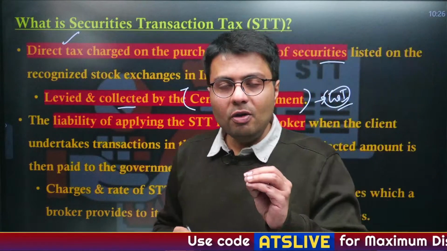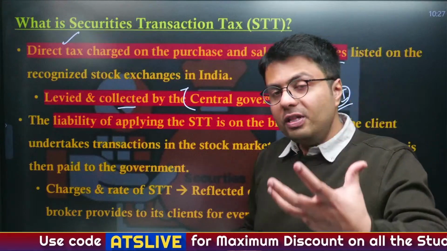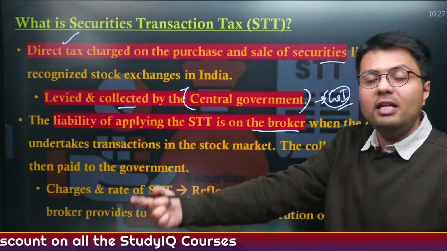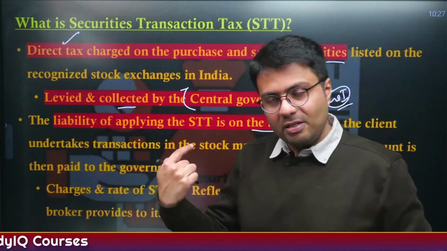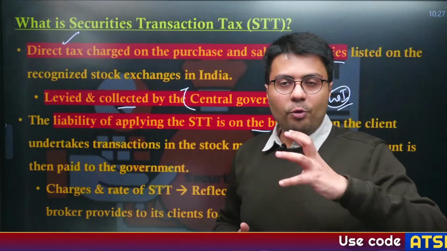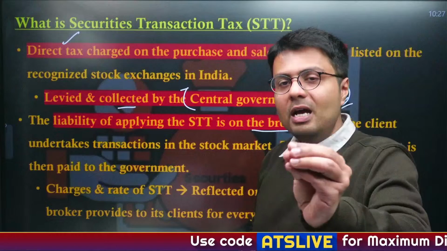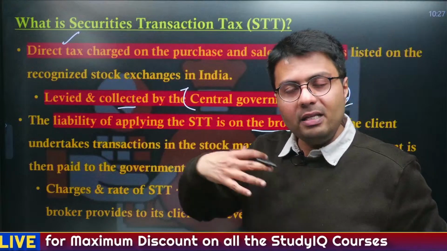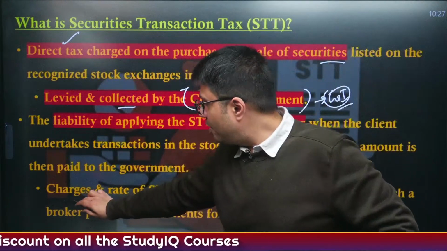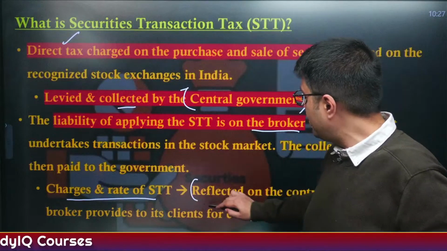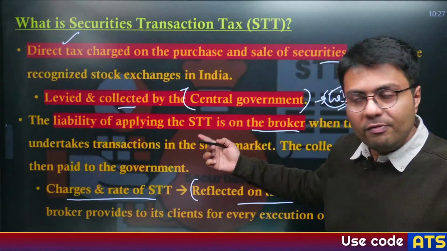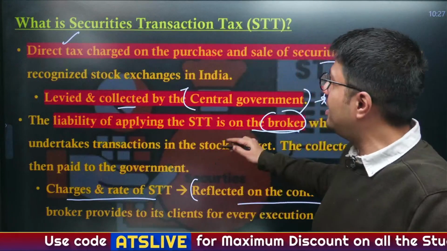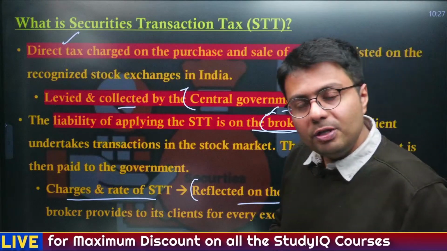Now the liability of paying this tax is not borne by investors like you and me. Rather, it is the broker through which we are investing in the stock market. They will pay the tax on our behalf. Whatever transaction we make through the broker, they will deduct a certain amount called STT and submit it to the government. However, the rate of how much STT is levied on us will be reflected on the contract note between the investor and the broker. So it is a direct tax, but you have to understand that this is collected by the broker and not by the individual investors.